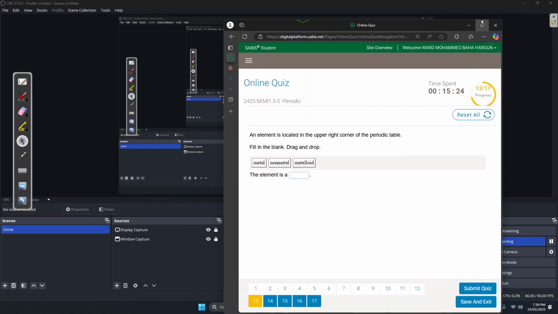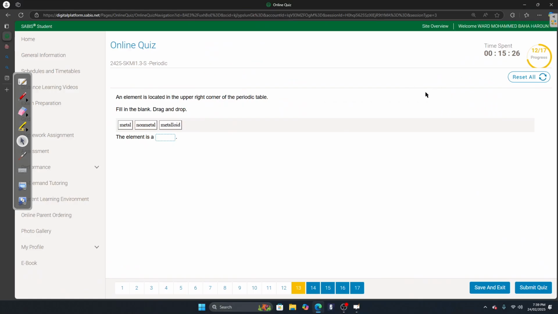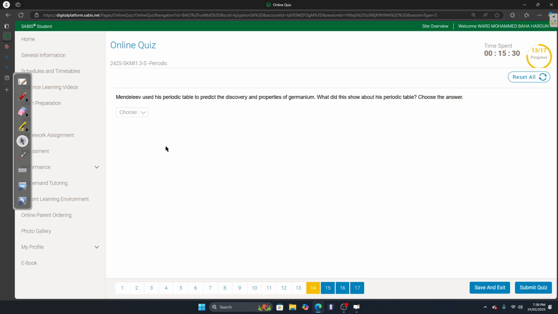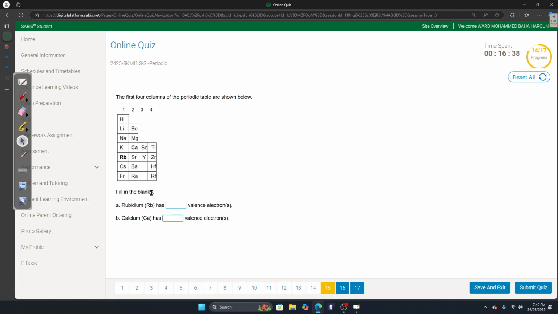Upper right corner, we said on the upper right is the non-metal. And like down is this question. Mendeleev is this guy that found an element called germanium. This is just remember. I just went on Copilot and I asked. It can represent the pattern of the elements. Okay, just memorize it.